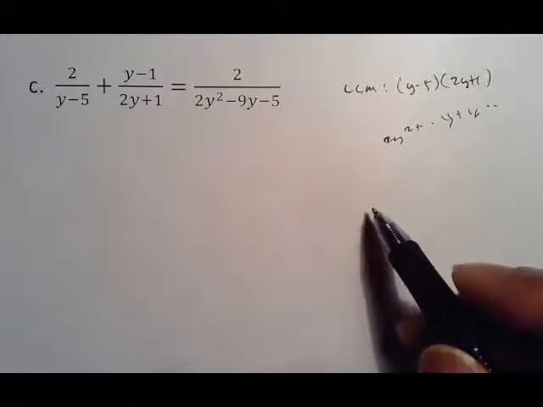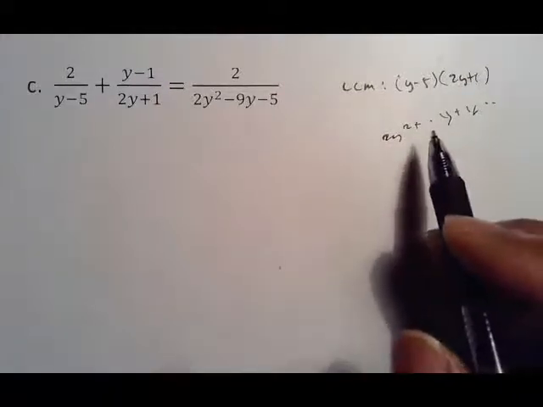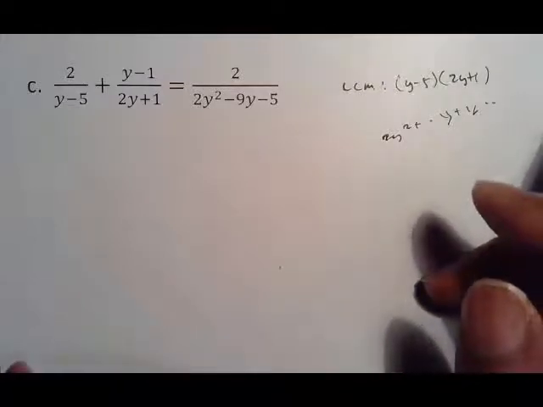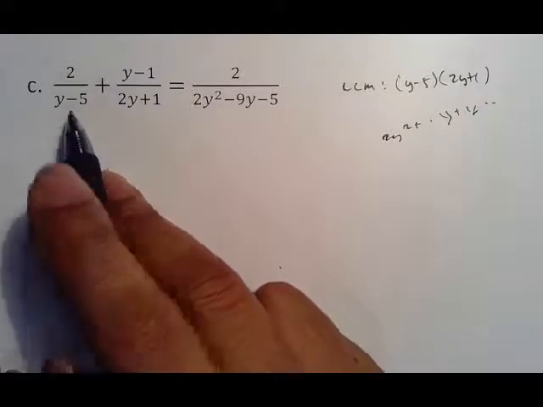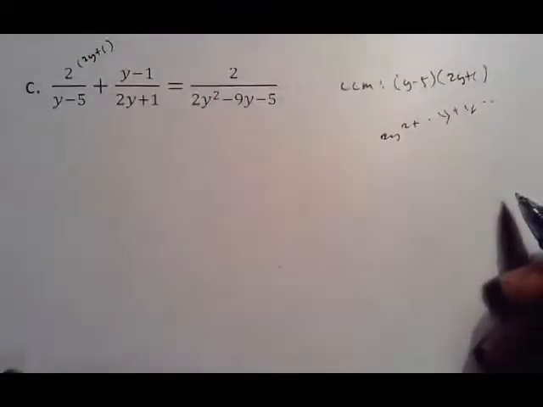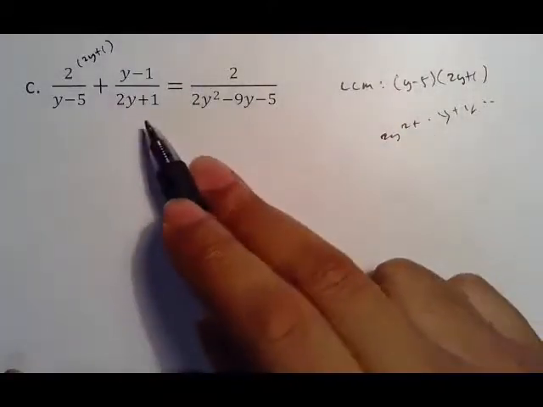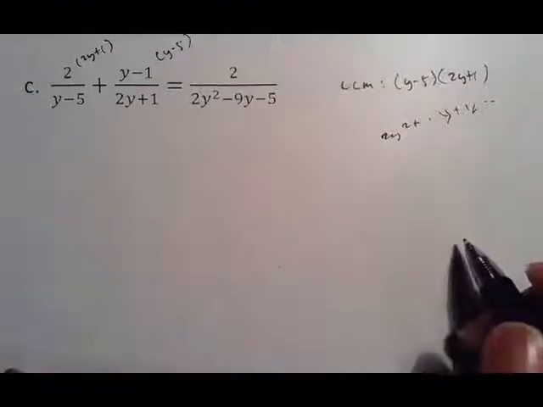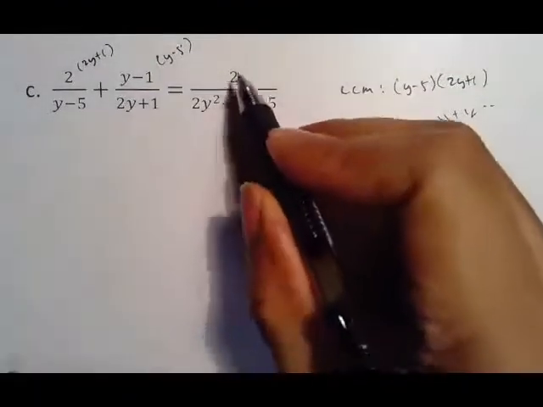And not so much that life is about rushing or that math is about rushing. You just want to be as efficient as you can possibly be, and that helps. Here, again, the only thing missing is 2y plus 1. Here, the only thing missing is y minus 5. And here, what's missing is nothing.